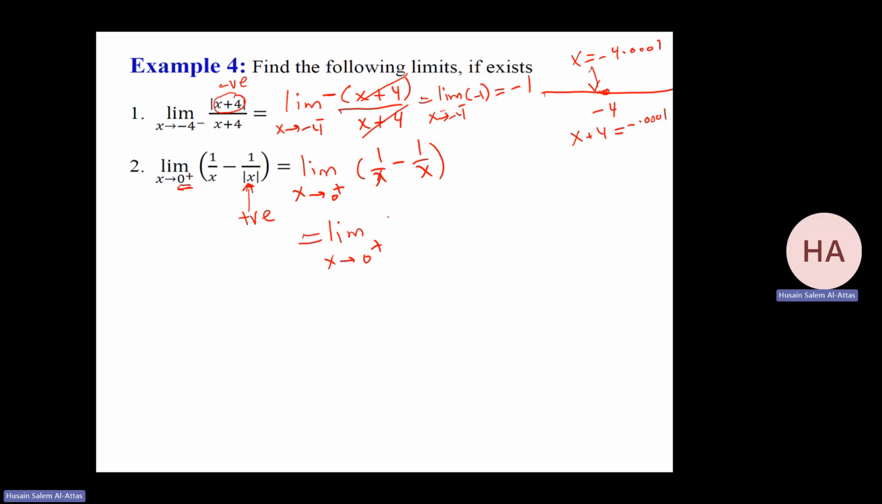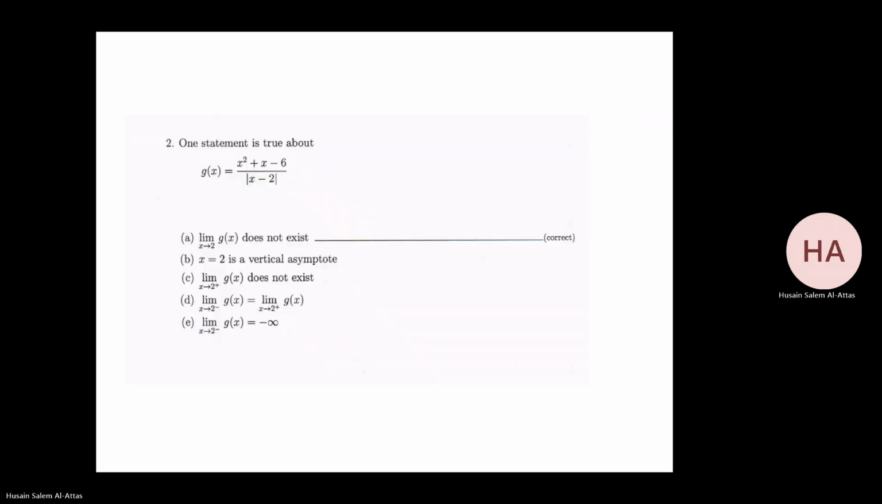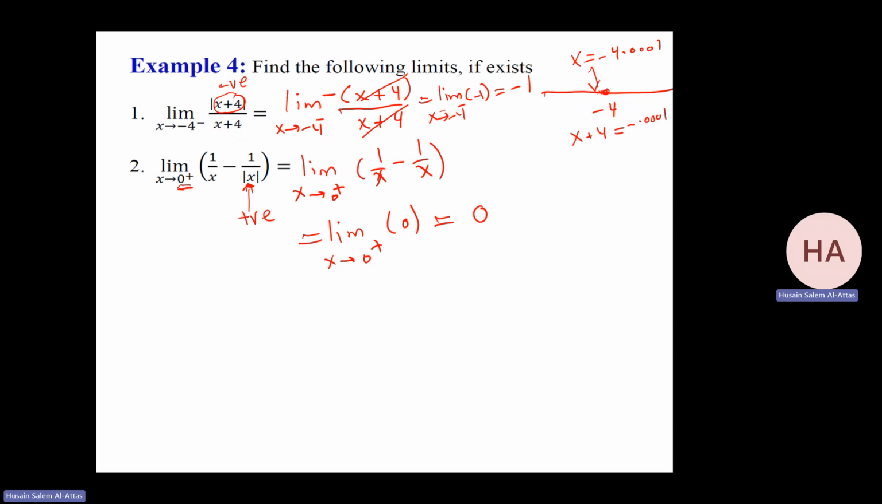Now I do the calculation. 1 over x minus 1 over x is 0. Then I apply the limit: the limit of a constant will be 0. So that will be my answer. So what shall I do with the absolute value? Get rid of the absolute value. This is your first step, and then do the calculation.